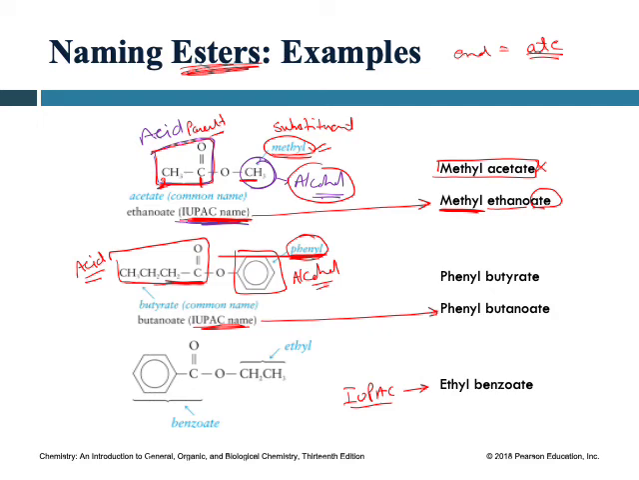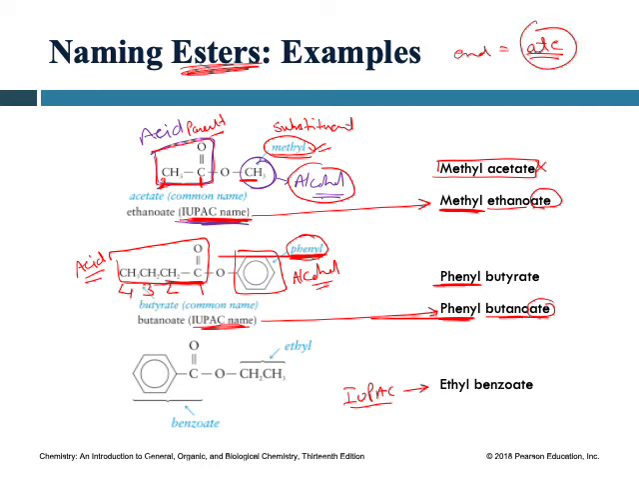So the term is phenyl, and then how many carbons do you have in the parent chain? 1, 2, 3, 4. 4 is butane, so the IUPAC name is phenyl butanoate, not butanoic acid, it is butanoate because the ending word is ATE.